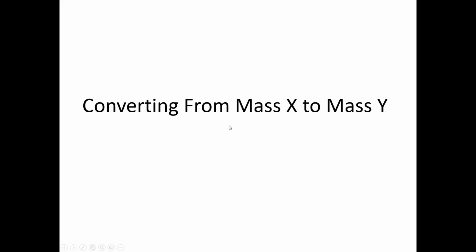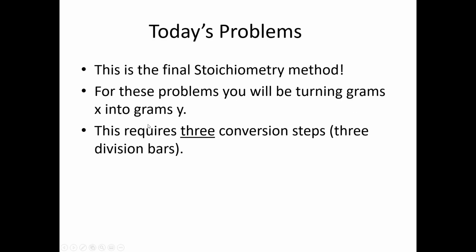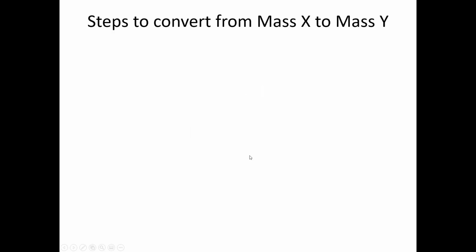Alright, so here you have the last kind of stoichiometry, mass x to mass y. This is the last one, and we'll be practicing this for a bit longer, but this is the last kind you need to know. For these problems, you'll be going from grams of something x into grams of something else y. This is going to require 3 conversion steps or 3 division bars. And so step number 1 is balance the equation.